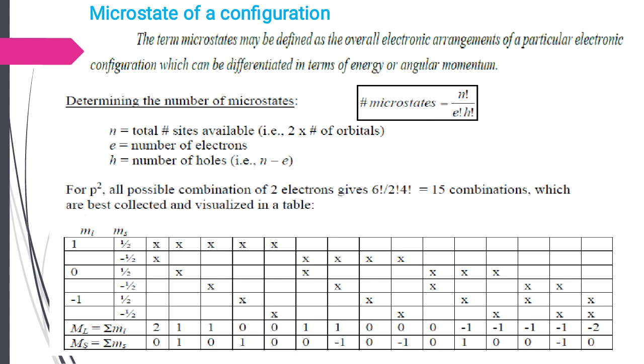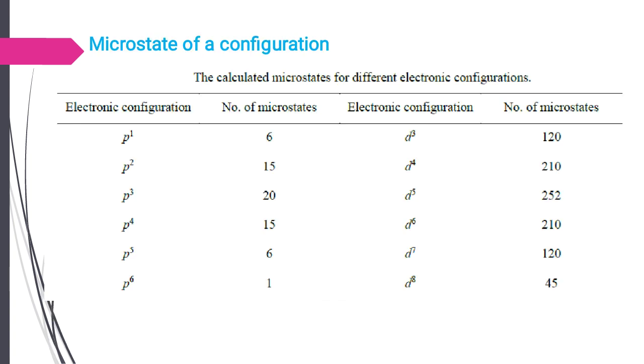That means in the p2 configuration we can arrange a total of 15 combinations of electron configurations, which I have given below. These vary with the ml values and ms values, and that is called a microstate. If it is the p1 configuration, the number of microstates is 6, p2 is 15, p3 is 20, and so on. Similarly for the d orbital: d3 is 120, d4 is 210, d5 is 252, d6 again 210, d7 120, and d8 is 45, and so on. So we get different numbers of microstates here.